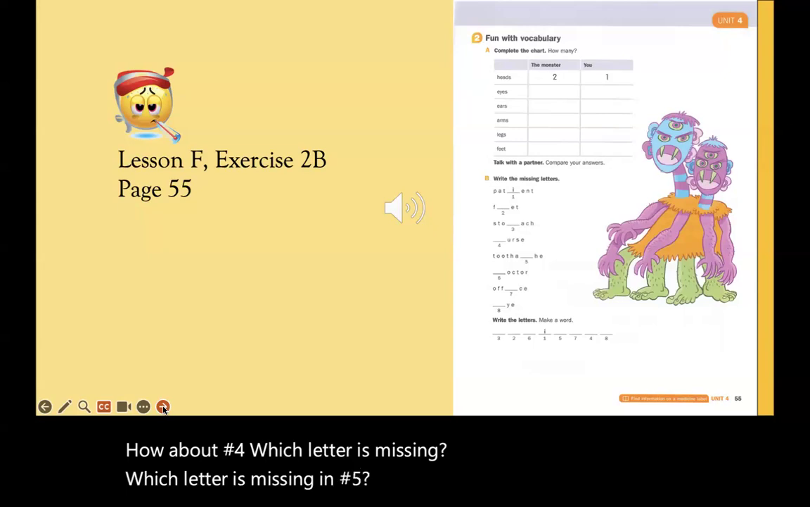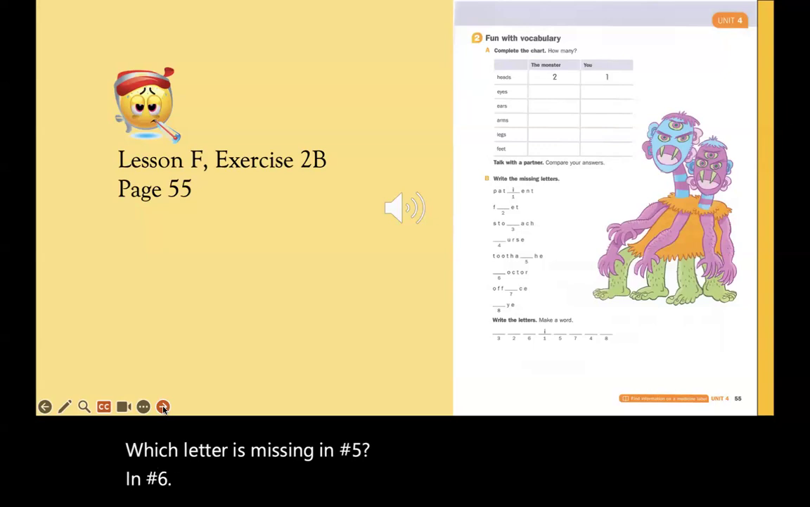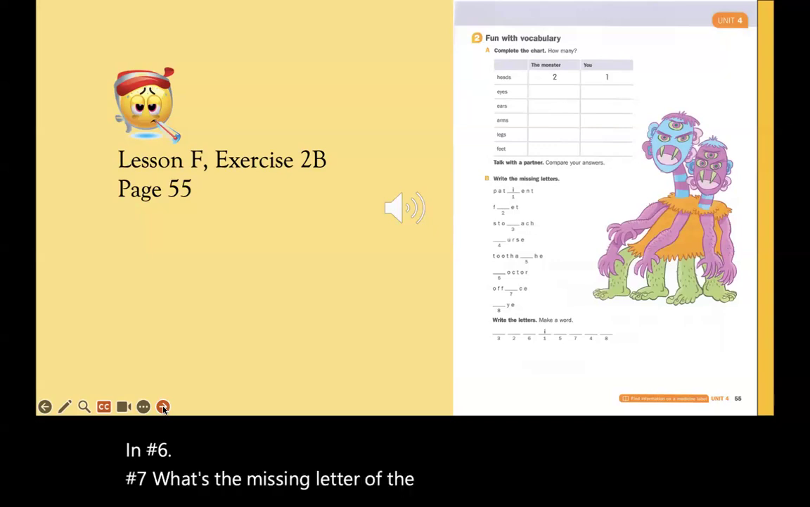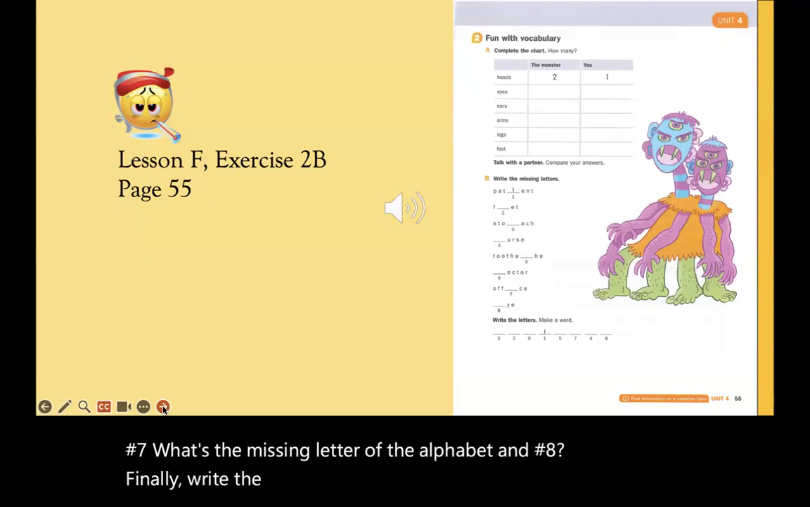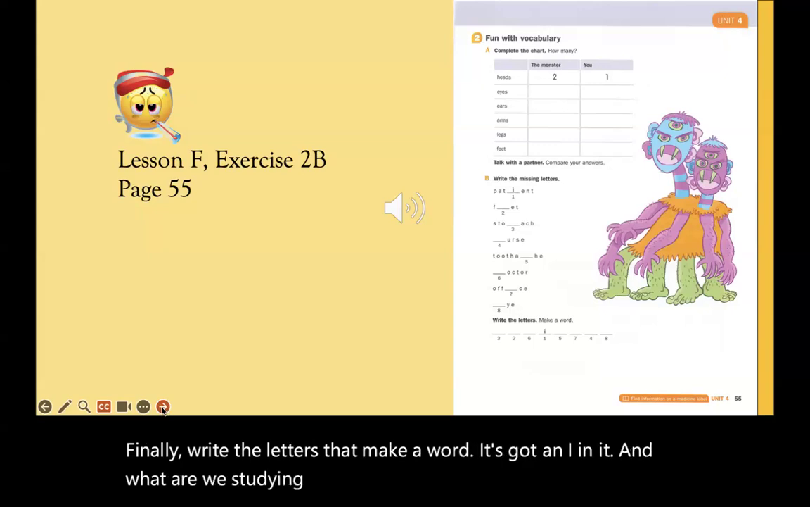In number 6? Number 7, what's the missing letter of the alphabet? And number 8. Finally, write the letters that make a word. It's got an I in it. And what are we studying today? That'll be a hint.